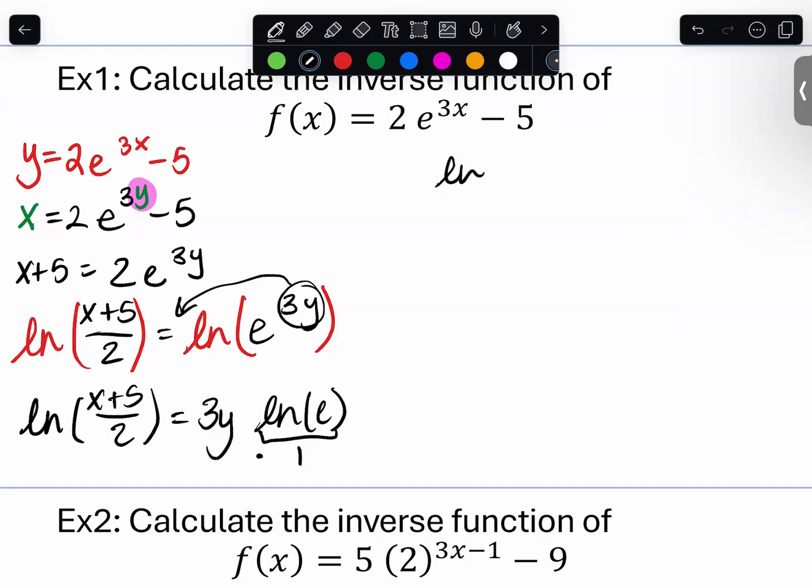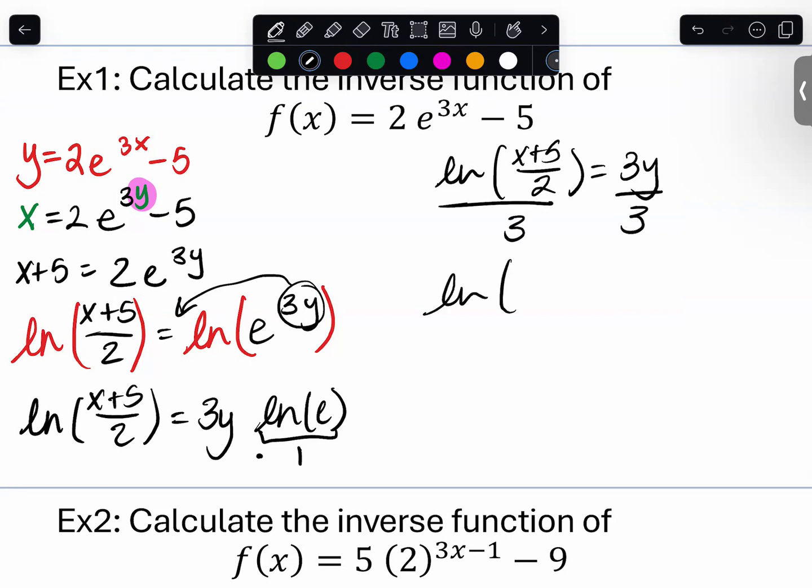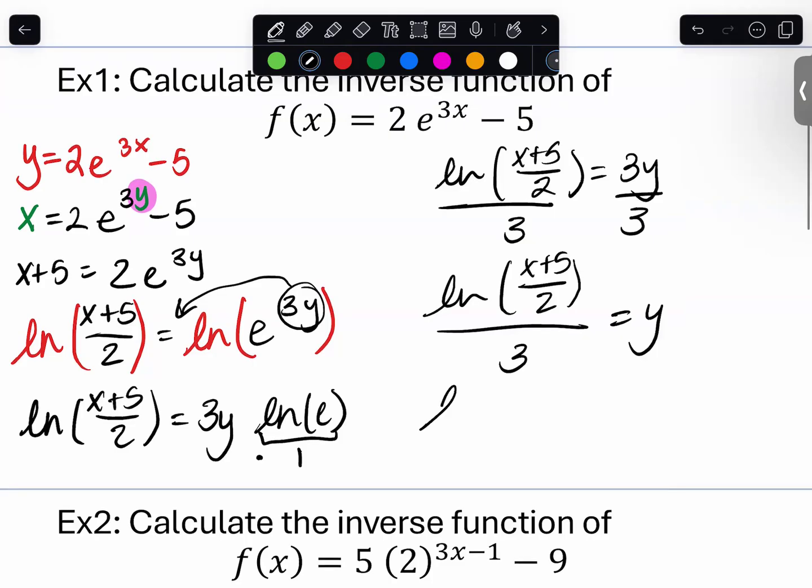So I'm going to rewrite this equation up here that we have the natural log of (x plus 5 over 2) is equal to 3y. My last step is going to get rid of that 3 being multiplied by dividing it away. Thus, we have the natural log of (x plus 5 all over 2), all divided by 3 equals y. Thus, my inverse function, the last step for me to take is to replace that y with my inverse notation, f inverse of x.